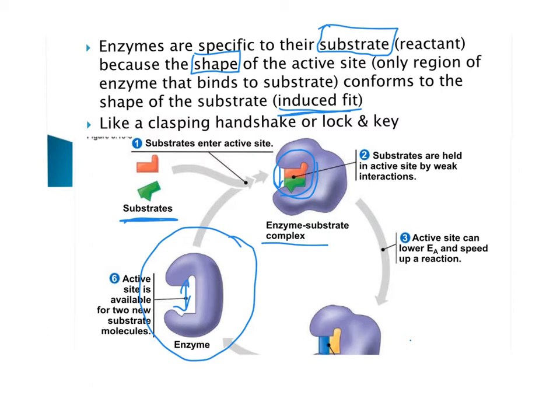It changes its shape ever so slightly to conform to the substrates. Some people say lock and key, which makes sense if you understand how an internal lock mechanism works. But I think the easiest way of thinking of it is like a handshake. Your hand has a specific shape when you go in to shake somebody's hand, and then your hand conforms to the other person's hand when you lock hands. It's sort of like that.